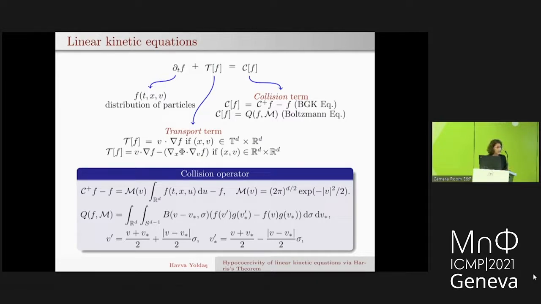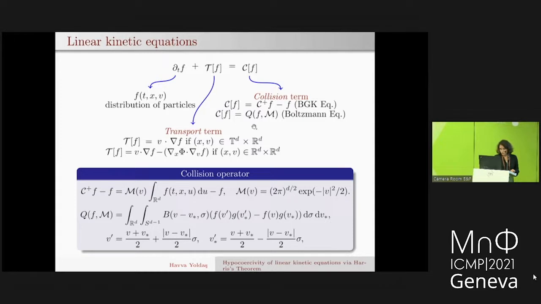On the right-hand side, we have the collision term, and today we are going to talk about only two equations. One of them is the linear relaxation Boltzmann equation, also known as the linear BGK equation. The second one is the linear Boltzmann equation. For the linear BGK equation, we write the collision operator in this form, where M is the Maxwellian velocity distribution. For the linear Boltzmann equation, the collision term is written in this form.